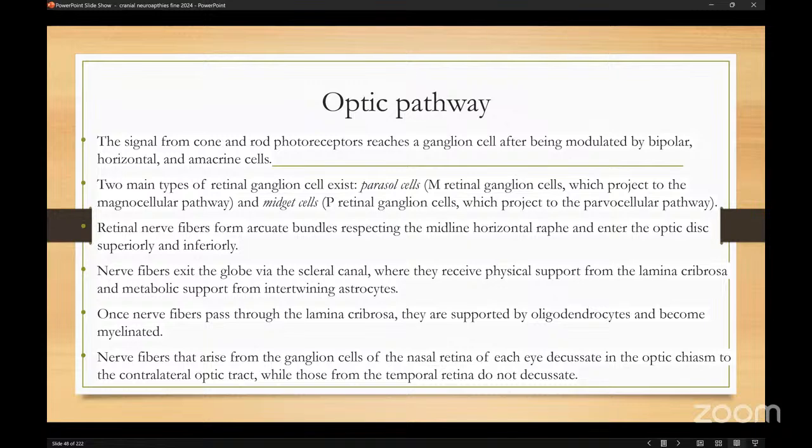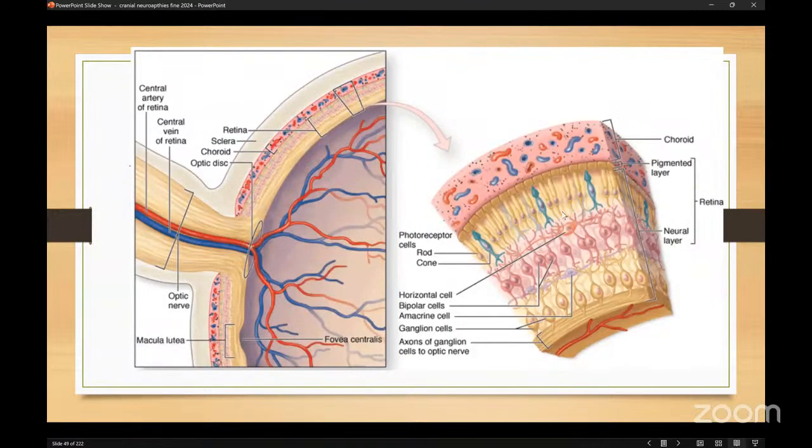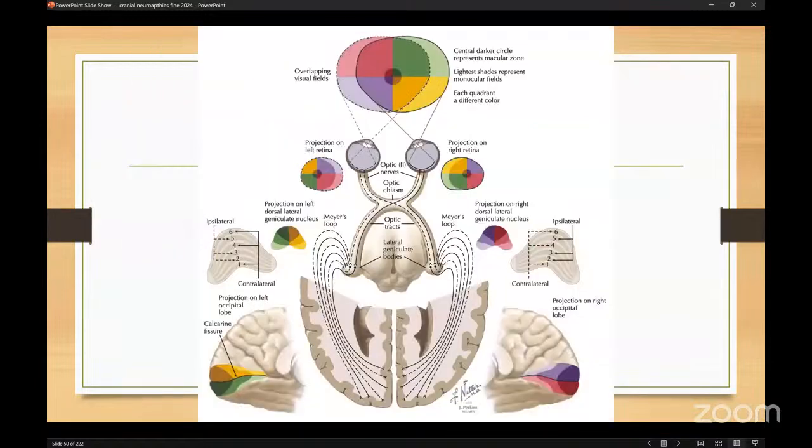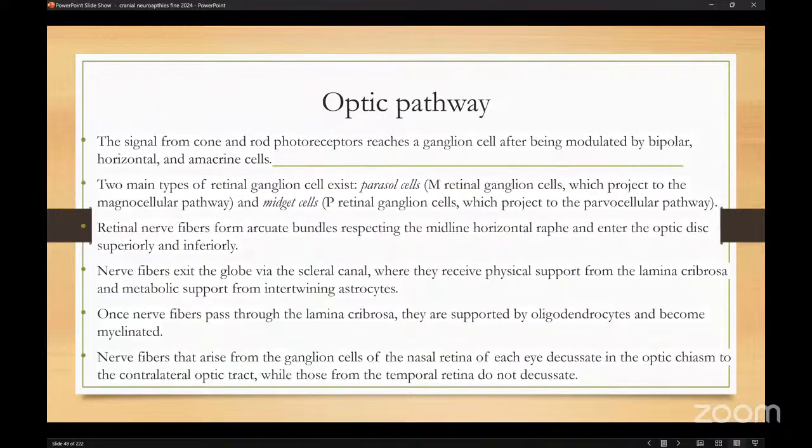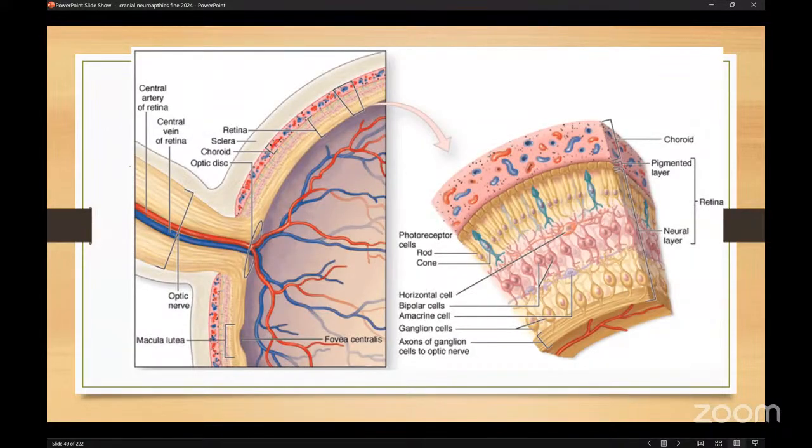Okay. So here you can see that light falls on the rods and cones, then there are horizontal cells, then bipolar cells, amacrine cells. Finally, it comes to the ganglion cells, which give rise to axons for the optic nerve. And then the retinal macular bundles enter into the optic nerve, and then the optic nerve passes through the optic canal, scleral canal, and then it continues as the optic chiasma.